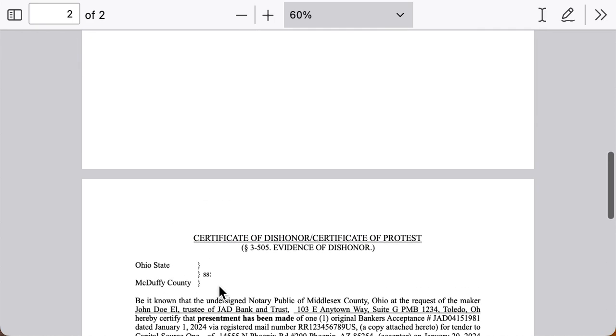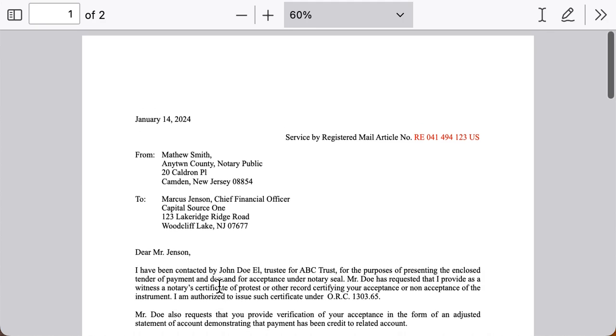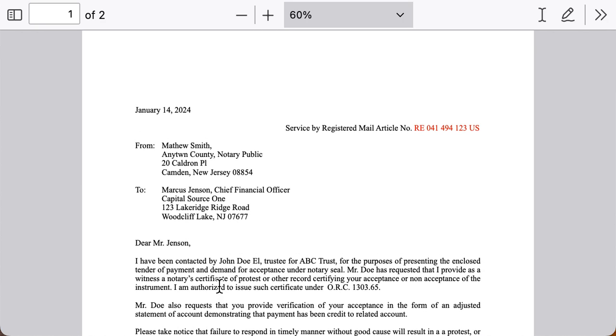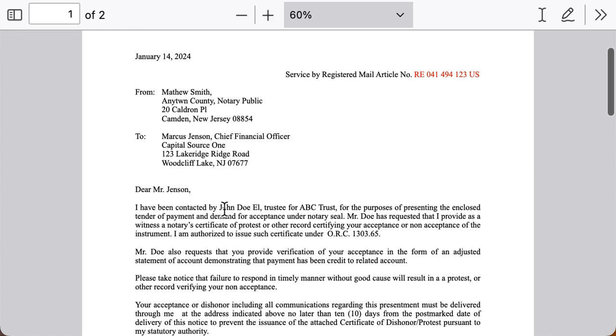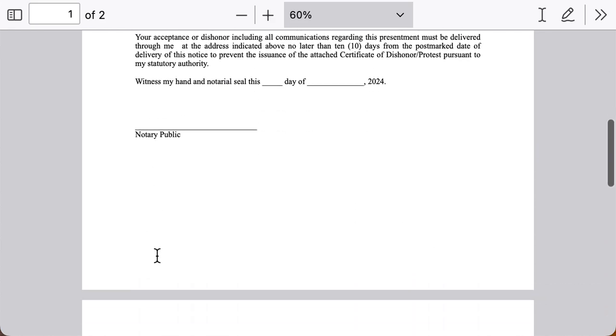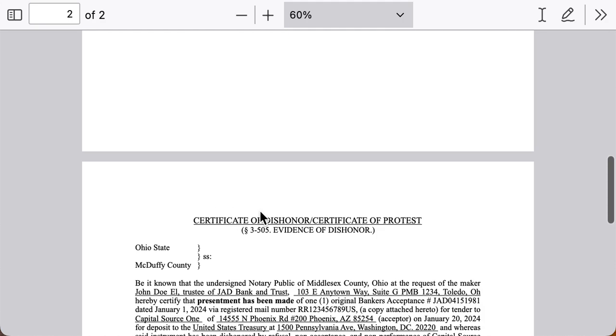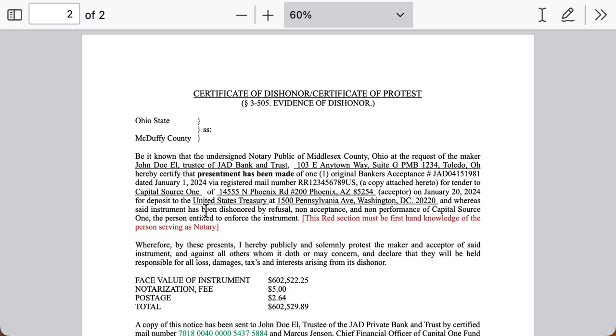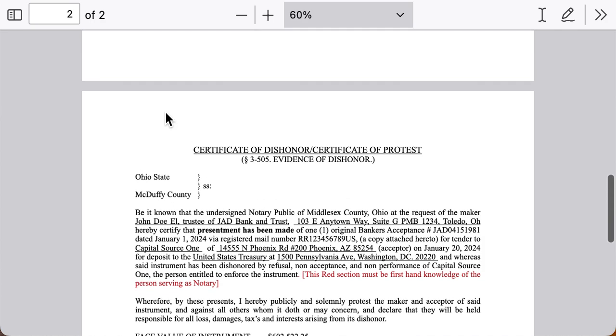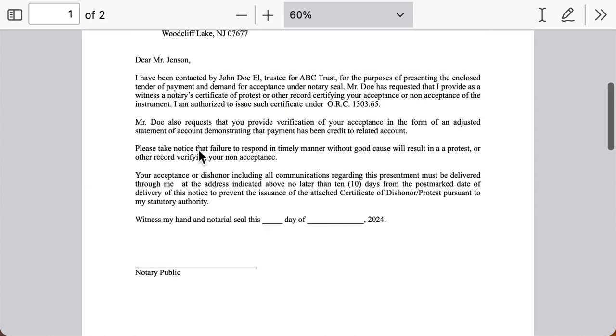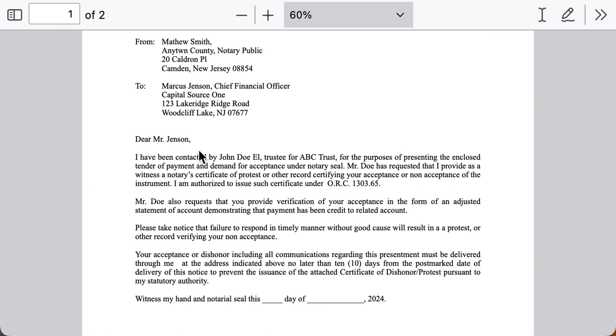All right, so starting at the top, remember we have this cover letter that's not necessary. Now, this cover letter actually does not go with the Notary Certificate of Dishonor or the Certificate of Protest, not the fully executed Certificate of Protest. The Certificate of Dishonor obviously doesn't go with the original presentment, because you have to present them the instrument first and give them the time to accept it or dishonor it. However, this cover letter, which is not required, can go along with the instrument.